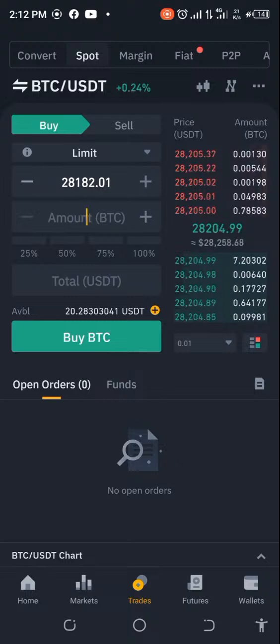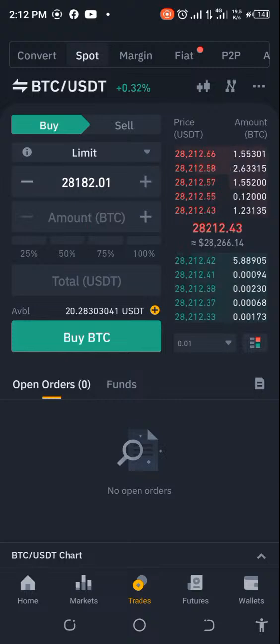Whenever you're doing a triangular arbitrage, always remember that you're going to be paying fees 3 times. You're going to pay a fee in the first leg, a fee in the second leg, and also a fee in the third leg. Remember, it's 0.1%, so in the long run, you're going to be paying 0.3%.